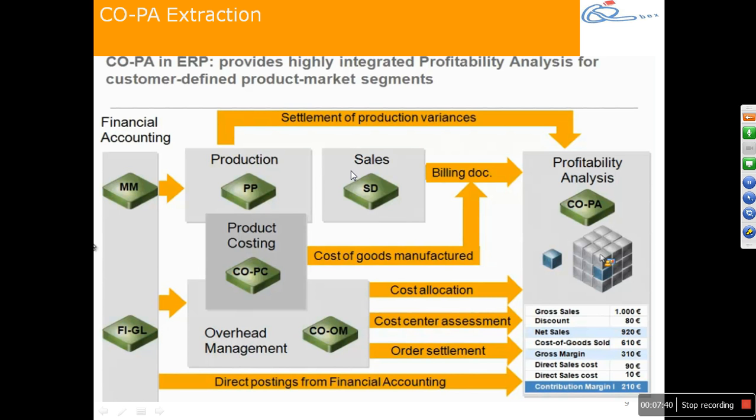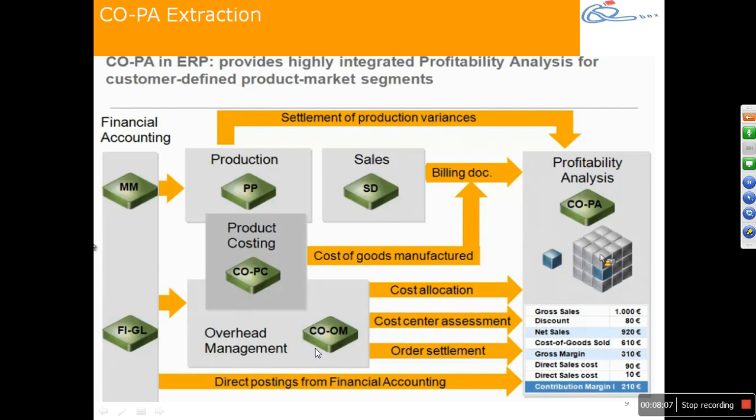Say for example in sales, you have the SD model. When you do billing, it does post data into finance. From billing you get the gross sales, and you also get the discounts. If there are any production variances, you get them from production. From product costing, you get the cost of goods manufactured. What is my manufacturing cost?